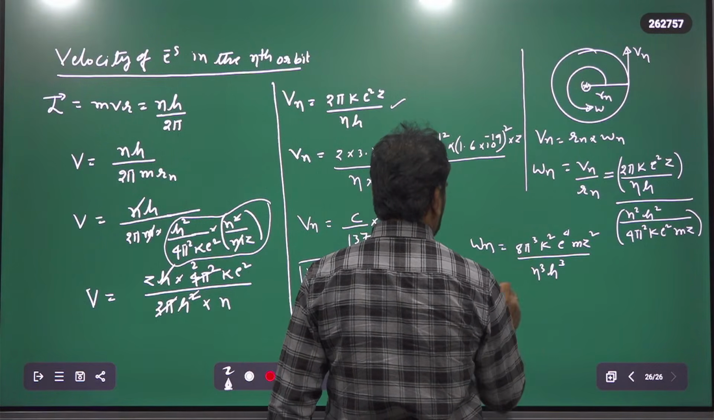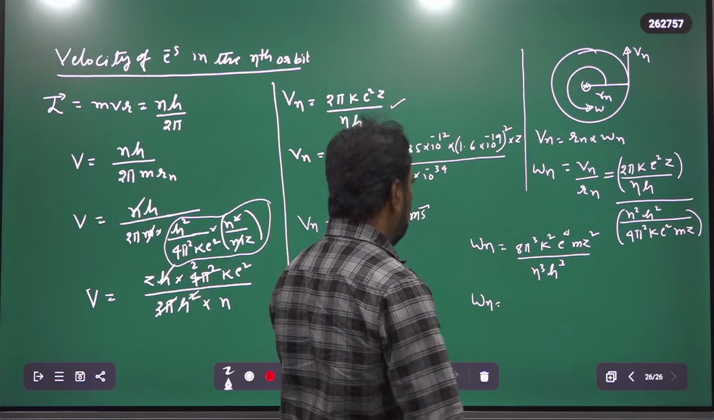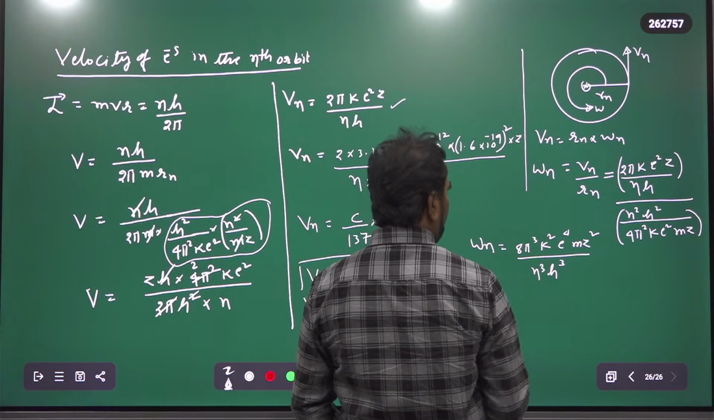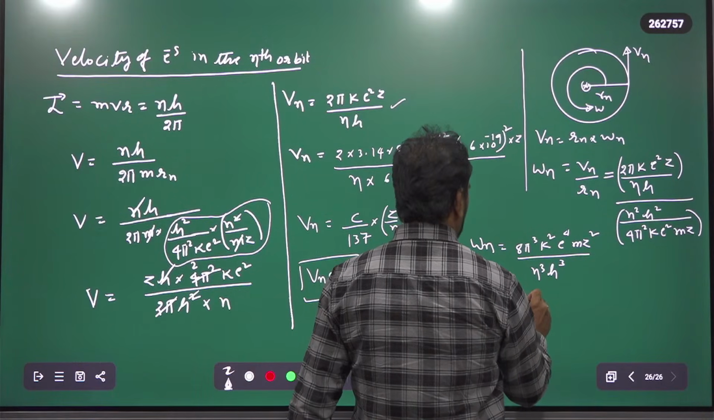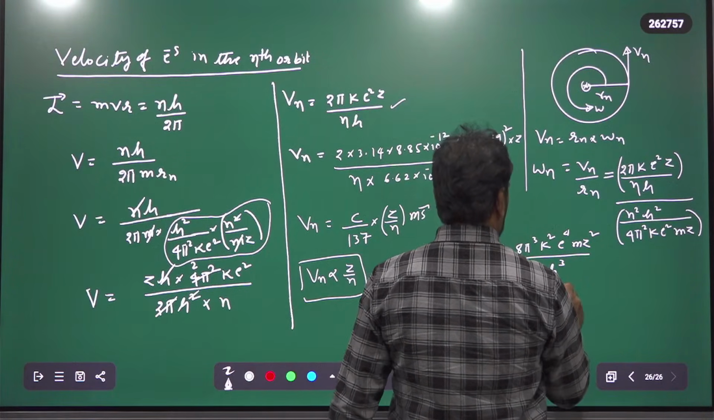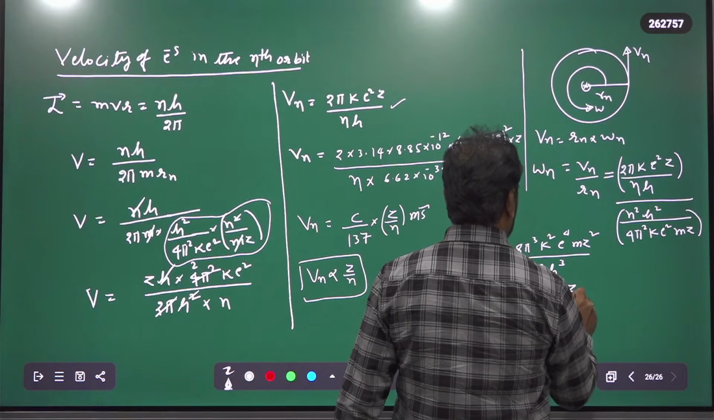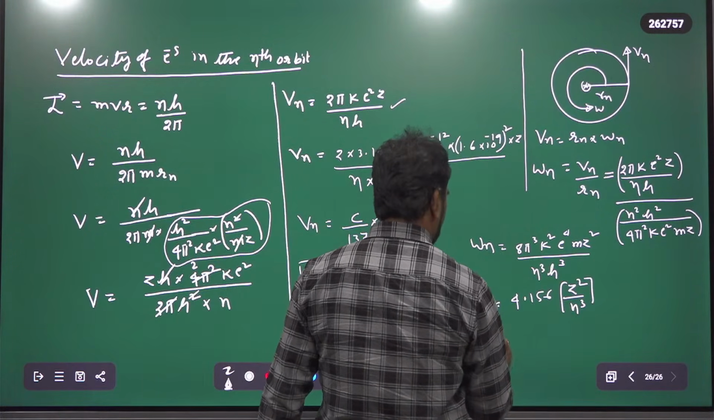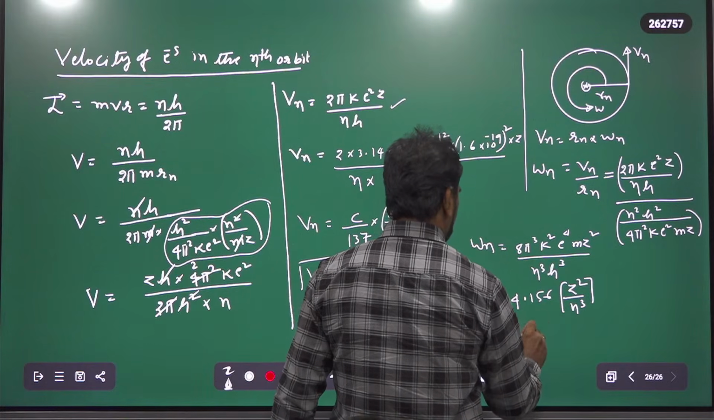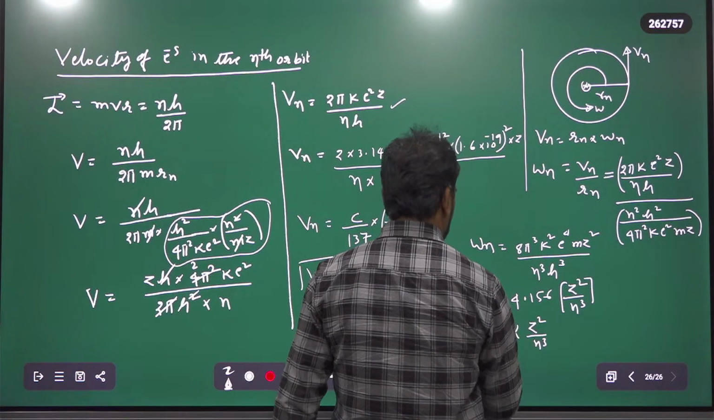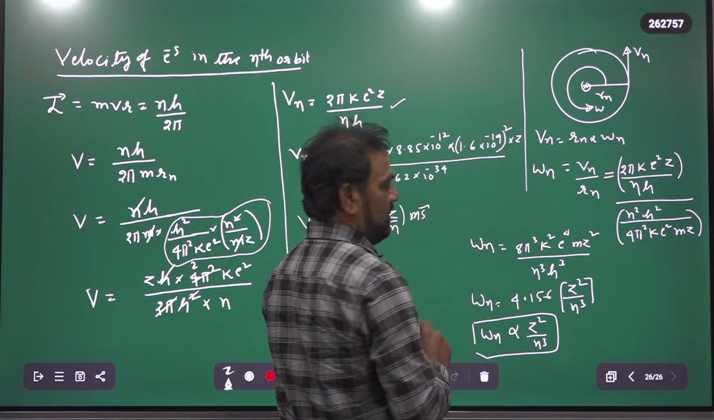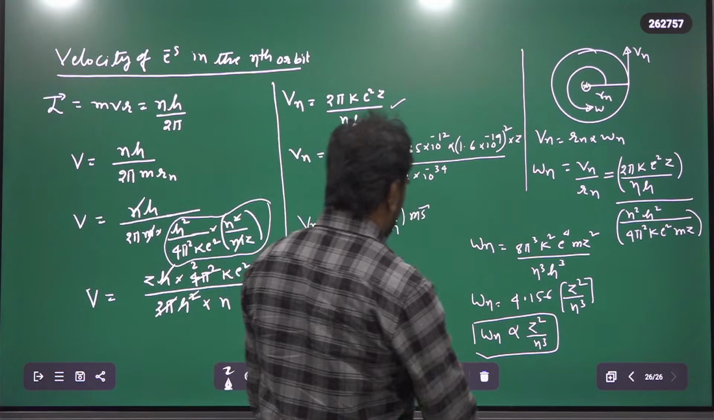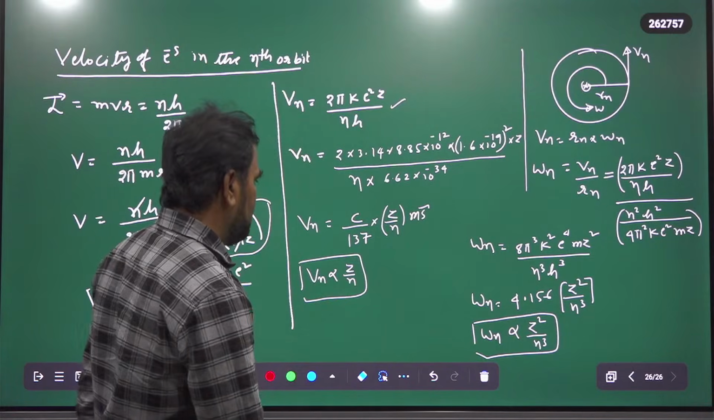Omega n is equal to, now substitute all the values. What are all the values? The k value, e value, m value and h value. Then you will get 4.156 z square upon n cube. That is, omega n is directly proportional to z square upon n cube. This is the value of angular velocity of an electron in its nth orbit. Okay, is it clear? See here once again.